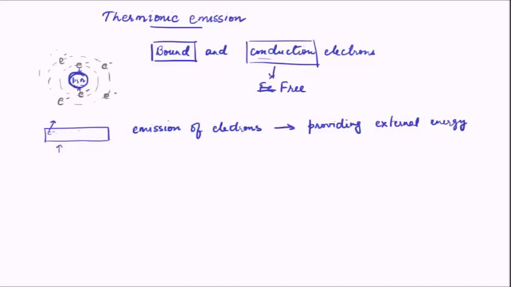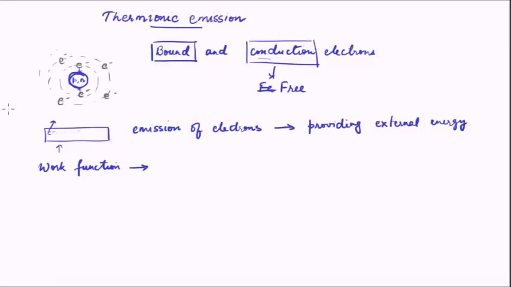Now, how much energy is exactly required in order for the electron to be emitted? This is defined by what is known as the work function. Now, work function is a material property. What this means is that the work function for a particular material will always be the same for that material, and it will be different for different materials. Work function is the minimum amount of energy that is required to emit electrons from a metal surface.